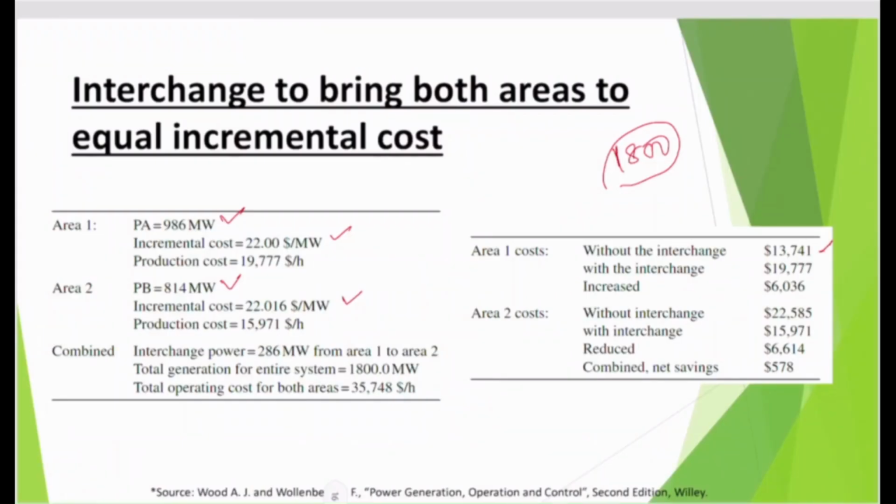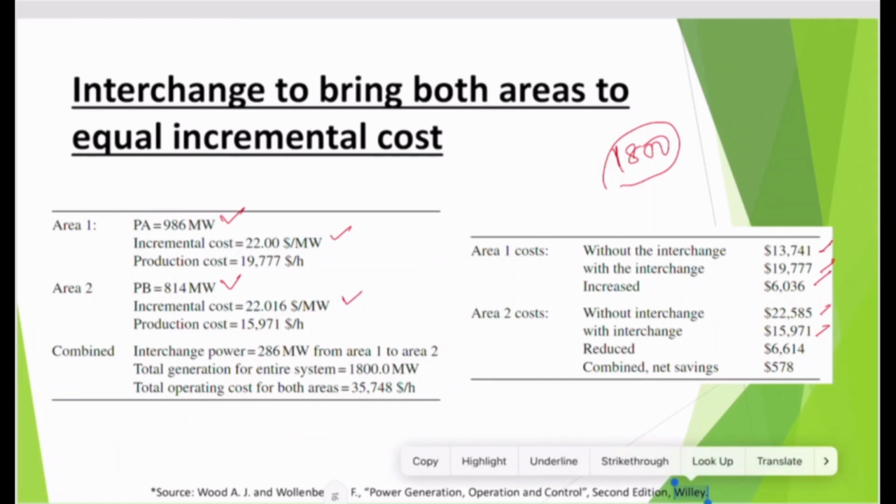Now, what exactly happened to area 1 cost-wise? Without the interchange, it was 13,741, and with the interchange, the cost has increased to 19,777. So there is an increase in cost of 6,036. In the case of area 2, without interchange it was 22,585. With interchange, it is reduced because it started producing less power. So there is an increase in cost for one area and a reduction in cost for the other, and you could see the overall benefit is $578. That is happening because of the exchange of energy.